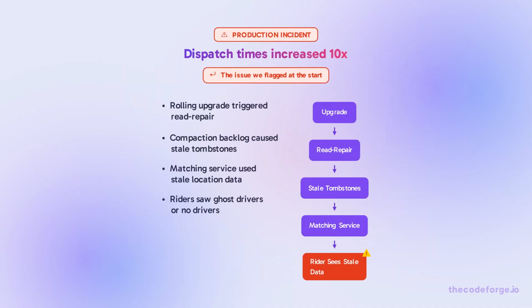This is the same issue we highlighted at the start. Here's exactly why that happened. During a rolling upgrade, Cassandra's read repair mechanism, combined with a long compaction backlog, returned stale tombstones for driver locations. The matching service wasn't checking timestamp recency, so riders saw drivers that were actually kilometers away or offline.